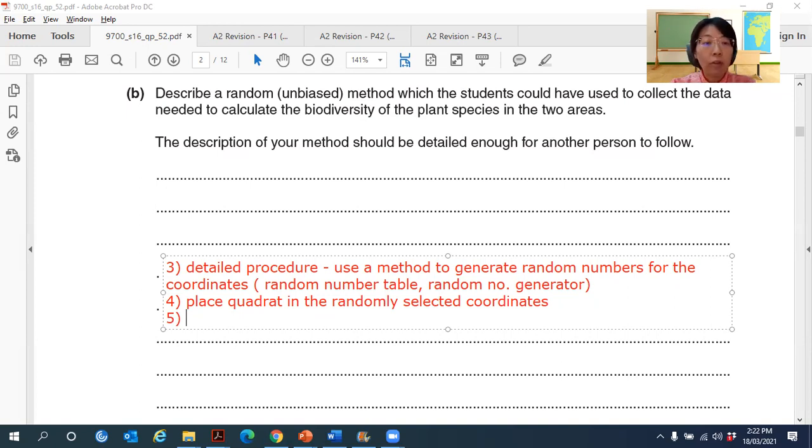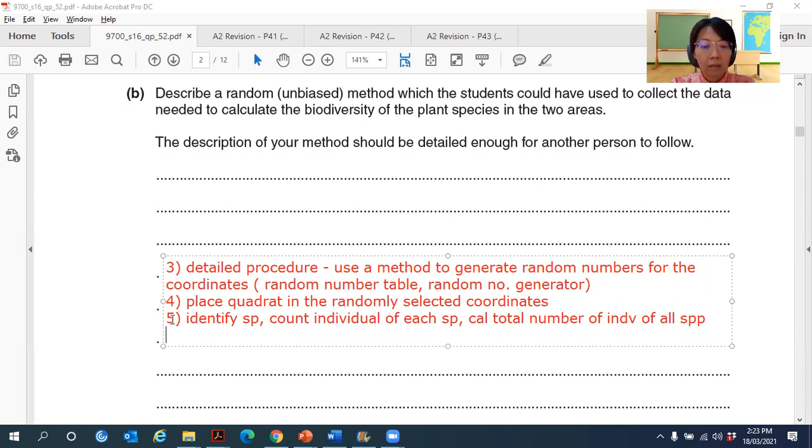So after you have set up your quadrat, you are ready to do your sampling. So you go to the quadrat, and what do you do there? You need to identify the species. After you identify the species, you count the individuals of each species in that quadrat, and then you calculate the total number of individuals of all species in that quadrat. So this is what you need to do. You need to state this one.